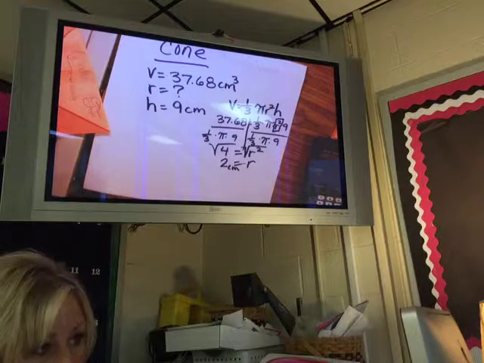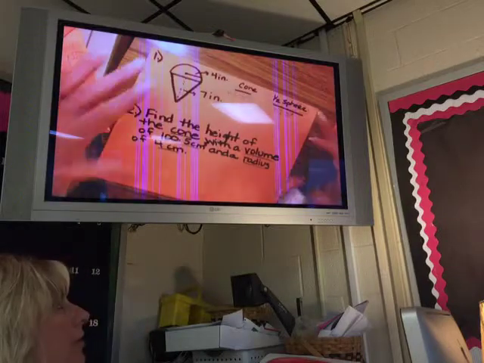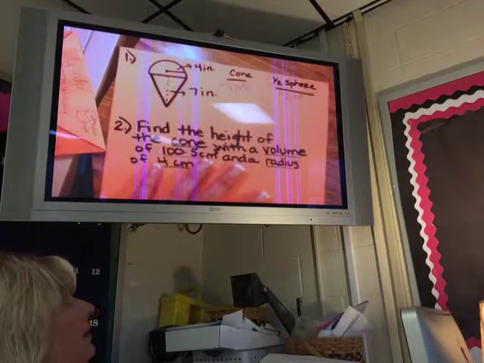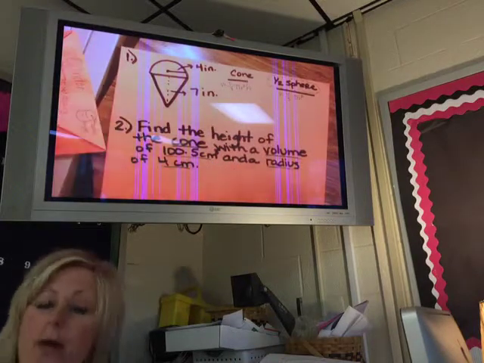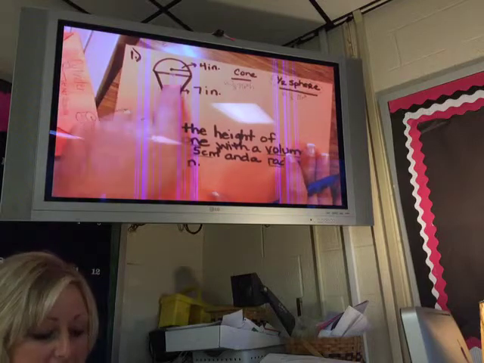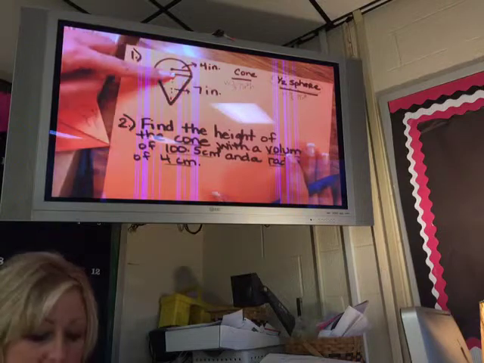Okay, we're going to try a couple more before I turn you loose. I want you to try these on your paper. You do not have to draw the picture if you don't want to. This is one of each kind. This is an ice cream cone. It may be the largest ice cream cone anybody's ever seen because it is 7 inches in height. And the diameter of the ice cream, as well as the cone, is 4 inches.